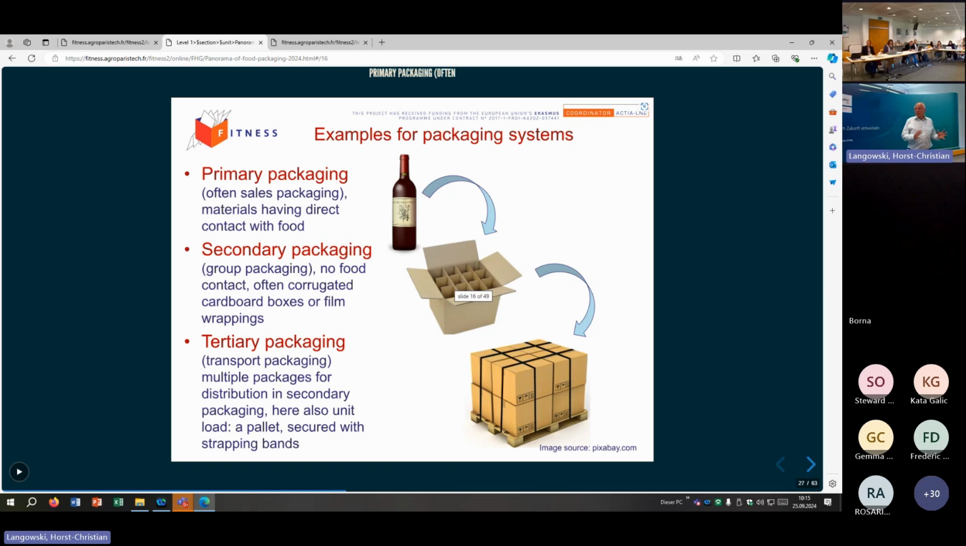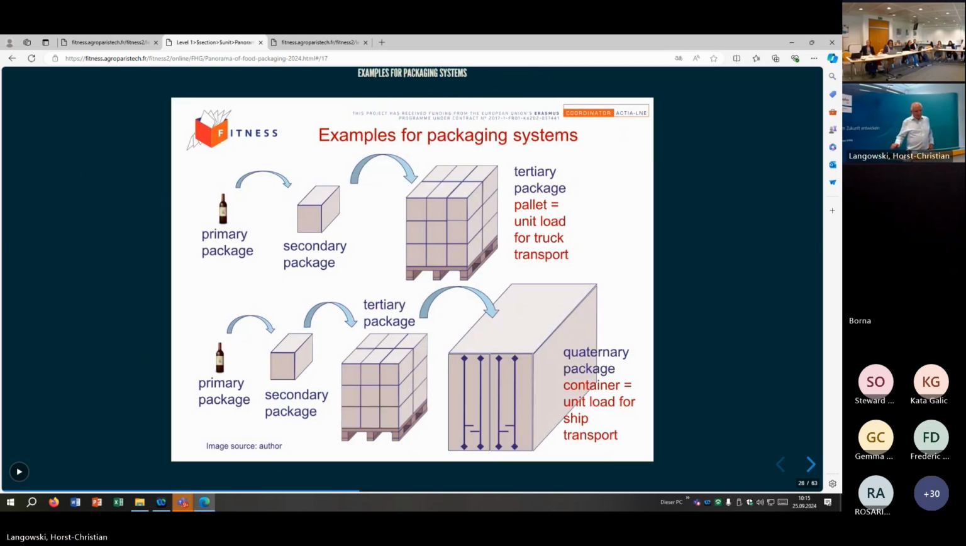And it's not always the case that the tertiary package is also the loading unit. It can be many shells in between. For instance, if you buy confectionery, you have many more shells. And what should also be looked at is not only the unit load, which is for truck transport in most cases, or in some cases also rail transport, but you should also look for export packagings to the container, which covers, again, the unit load. So it may be very complicated.